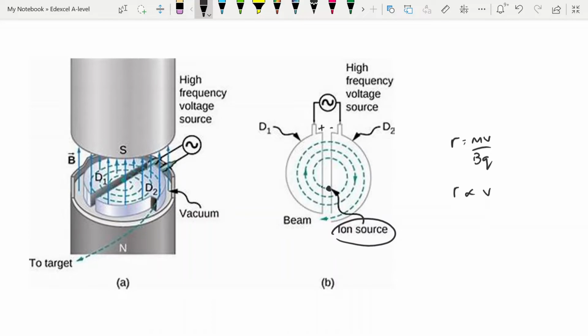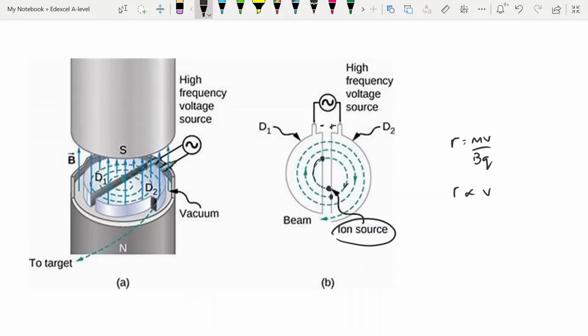Now, obviously m, B and q here are constants, so our r is proportional to the velocity of the particle. So you can see in the first round here, we've got a fairly small radius because our particle is not moving very fast. But when it gets over to the other side, this is when the frequency of the supply switches. And so the other side becomes positive, that is D2, and D1 becomes negative, and the particle is again accelerated across this gap, so its speed increases. So electric fields are used to change the speed, the magnetic field is used to curve the path of the particle. Now, because it's moving faster, in D2, we're going to have a larger radius of curvature, and around it comes until it gets to the other side here, and the same thing happens, we get a switch.